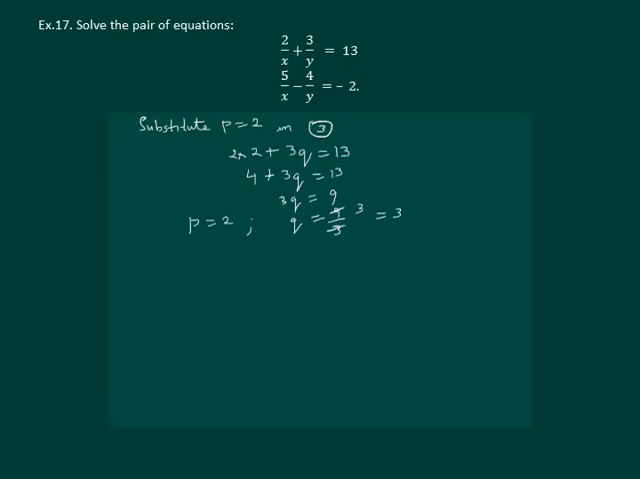So let us go back to our assumption, that was 1 upon x equal to p and 1 upon y equal to q. Substitute the values of p and q. We get 1 by 2 equal to x and 1 by 3 equal to y. So x equal to 1 by 2 and y equal to 1 by 3 is the solution of the given pair of equation.